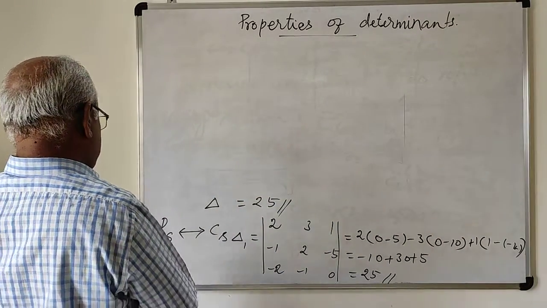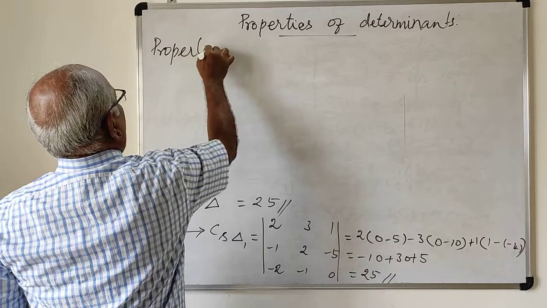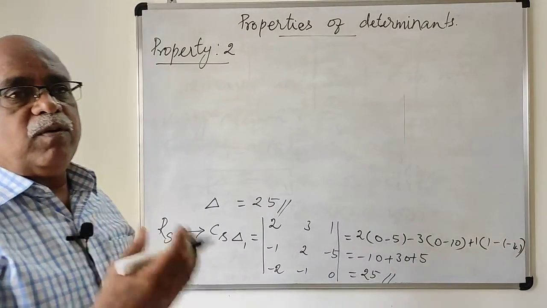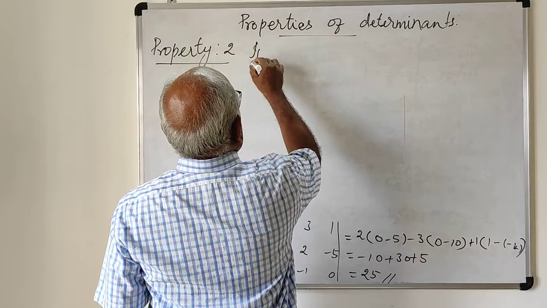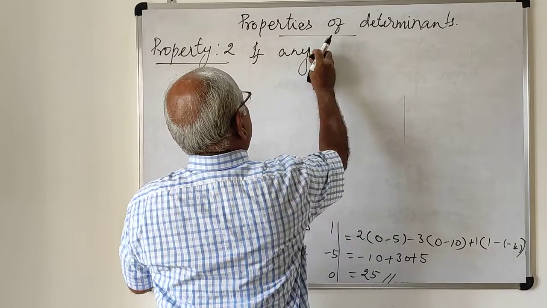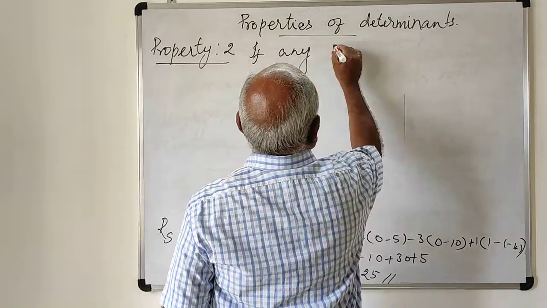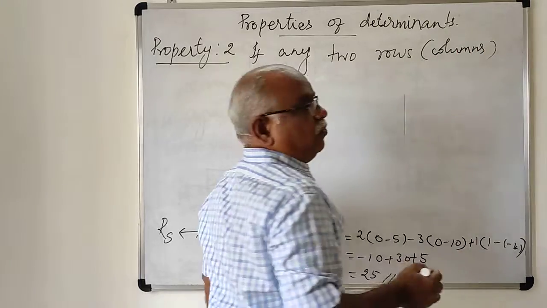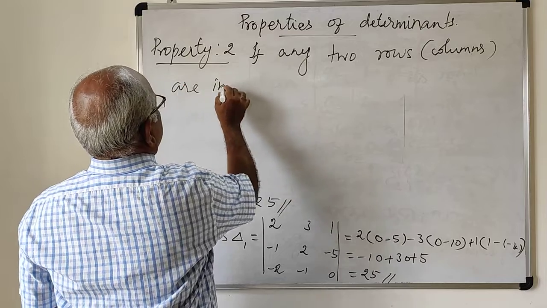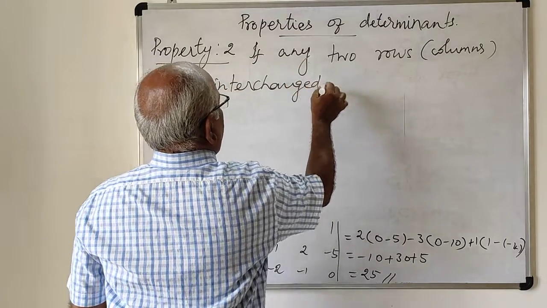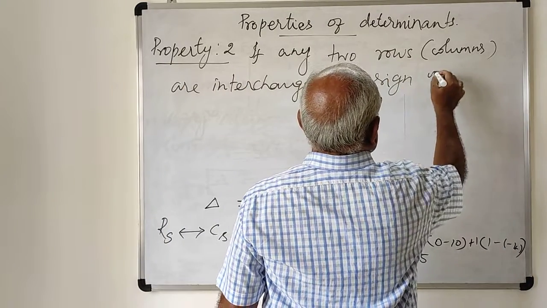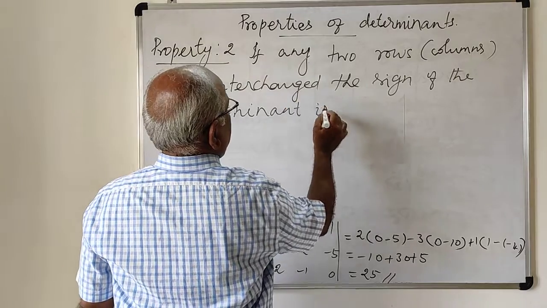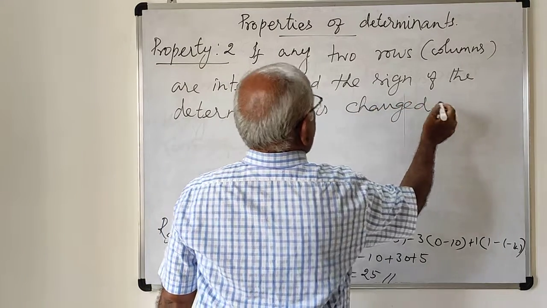In the second property, in a determinant, if any two rows or columns are interchanged, the sign of the determinant is changed. That is the second property.